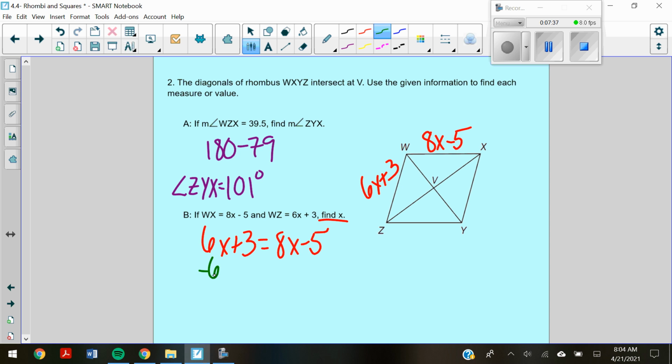So I'm going to subtract 6x from both sides, and I'm going to add 5 to both sides. So 3 plus 5 gives me 8, and 8x minus 6x gives me 2x. So x is equal to 4.